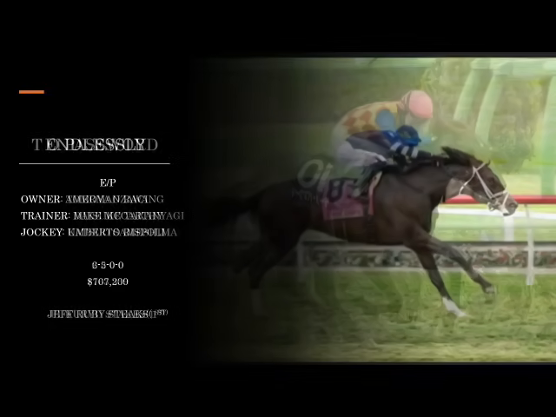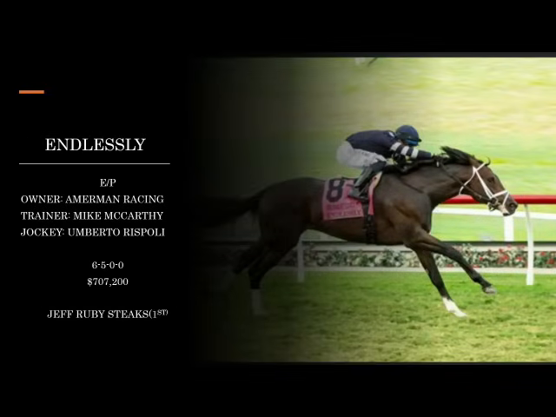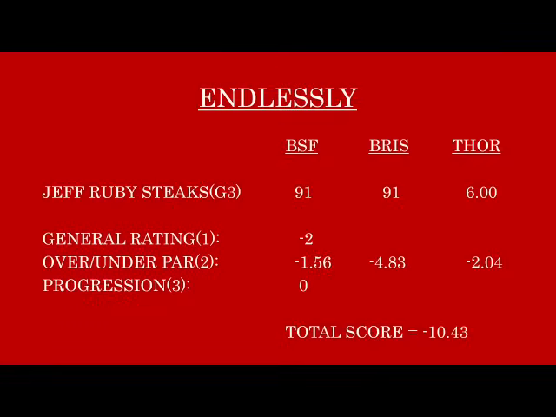I'm sorry. So now we come to Endlessly, and this is an interesting horse because he's trying dirt for the first time. And he ran in the Jeff Ruby on synthetic, got a 91 Beyer, 91 Brisnet, and a 6 Thoro-Graph. Generally, his numbers don't indicate a horse who's, he's below average in all the categories. He's a nice horse. I like Endlessly on turf. On dirt, I think he can run on it, but he doesn't really suggest a pattern, especially doing something for the first time, dirt, in the Kentucky Derby, no less.